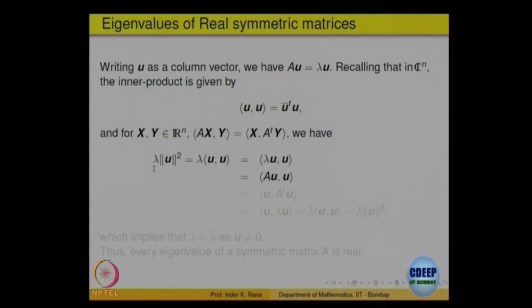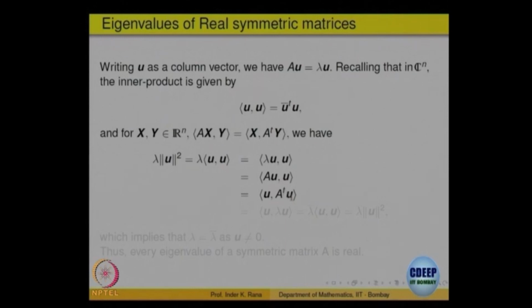Lambda is an eigenvalue with eigenvector u. So, let us compute lambda times norm of u square. What is norm of u square? Dot product of u with itself. Okay. Now, this lambda, because of linearity, I can bring it inside the dot product. So, it is lambda u dot u. But lambda is an eigenvalue, u is an eigenvector. So, what is this first term? That is A multiplied with u, right. And now, this A I will take to the other side, and it will become A transpose. So, u dot product with A transpose u.